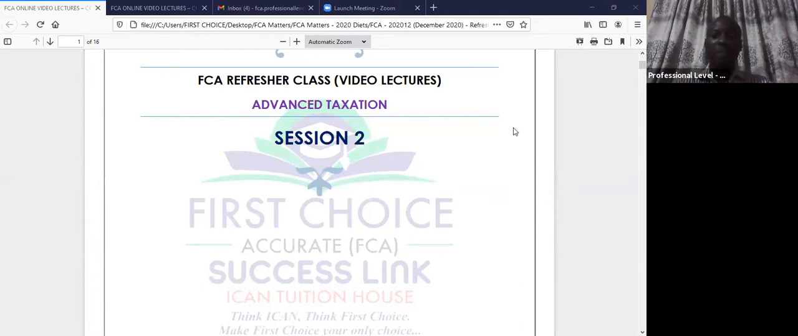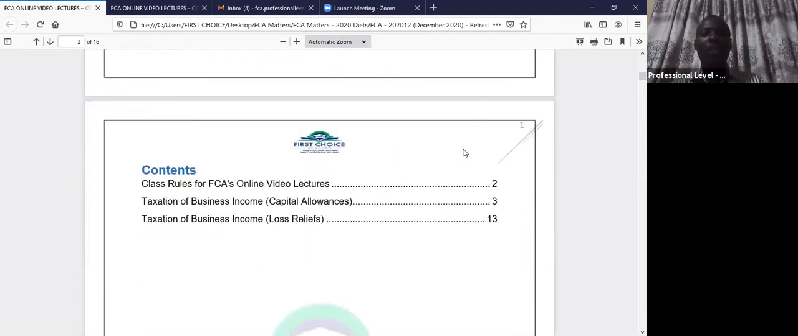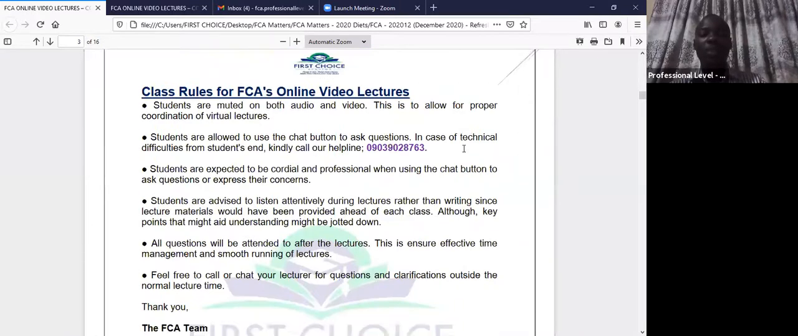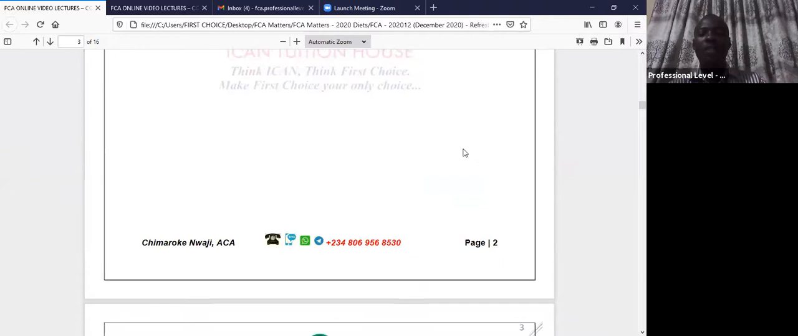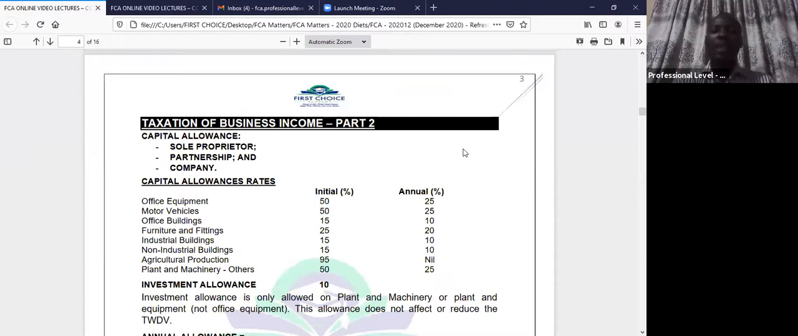If my memory serves me right, the last time we learned about taxation of business income, and we spoke about part one, which is the basis period, the basis period of sole proprietorship, partnership, and companies. Today we'll be moving to part two, which is taxation of business income, capital allowances.